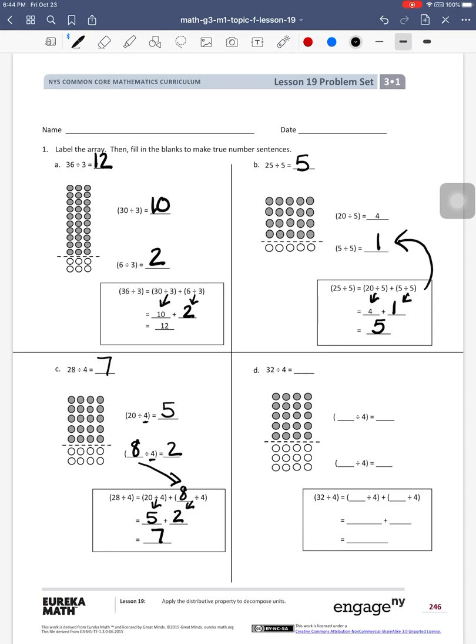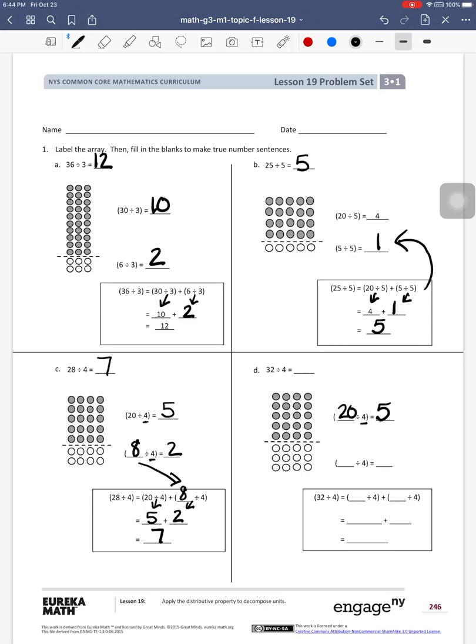32 divided by 4. Okay, so now we're going to look at the array. We're going to look at everything above that dotted line, and we see shaded circles. How many shaded circles do we have? Right, we have 20 shaded circles, and our circles are in rows of 4. That's where we get this 4 from. Now, how many rows of 4 do we have? That's right, we have 5 rows of 4.